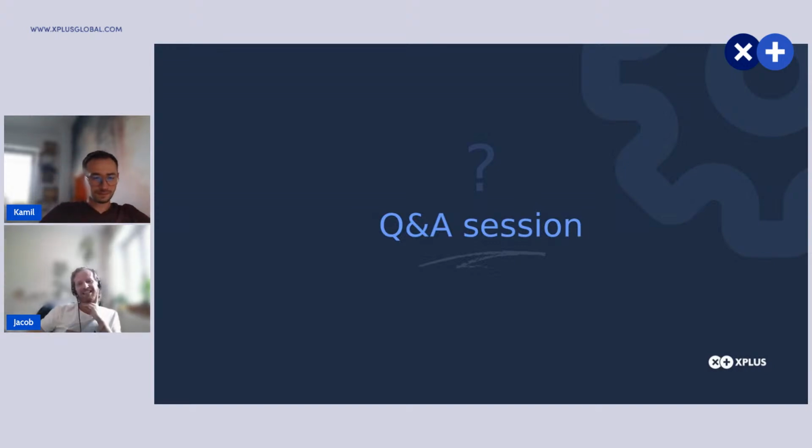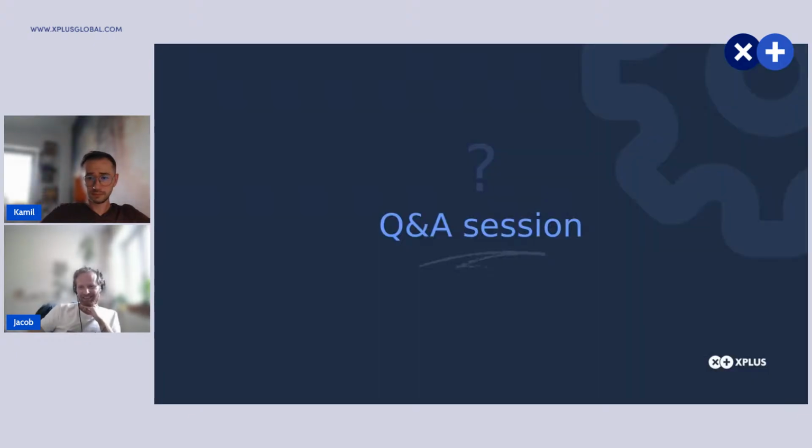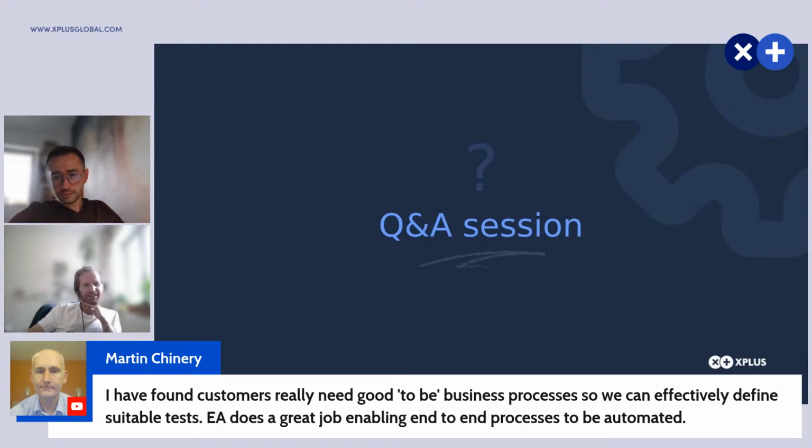All right. I haven't seen any questions here for a few minutes. Okay, nice. Customers really need good business processes so we can effectively define suitable tests. Well, thanks again. EA does a great job enabling end-to-end processes to be automated. So I think that ties into your point there, the success criteria. What exactly should it look like?